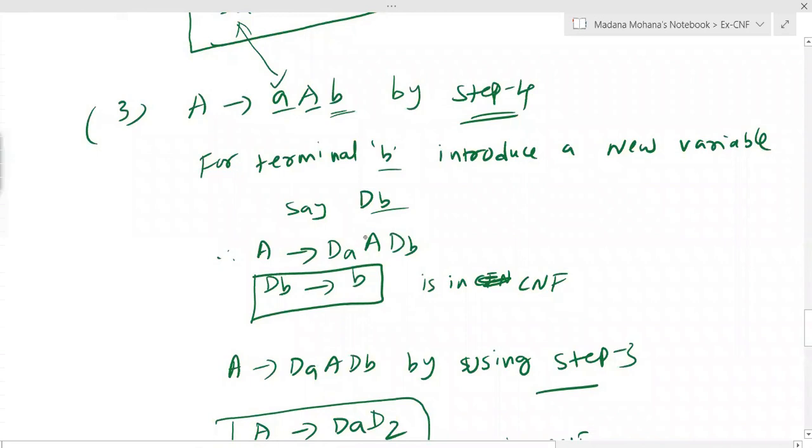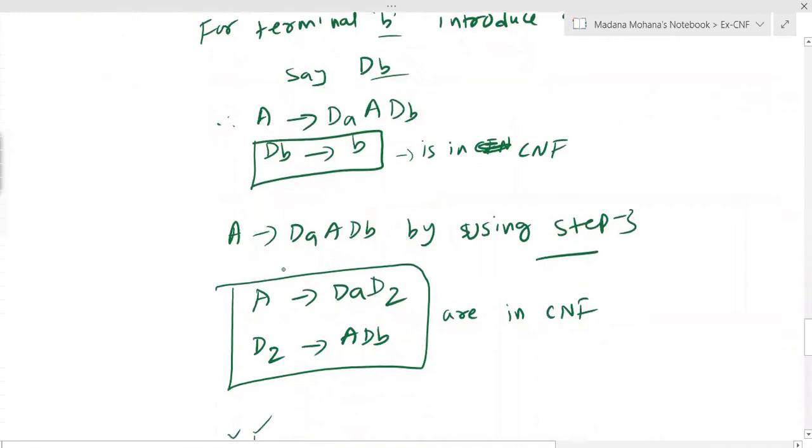Now you can see this is not in the required form, because 3 variables are there. Again you can apply step 3. But what is the DB production that you can write here? DB derives B, which is in CNF. But A is not in CNF. Now take the new A productions: A derives DA, A, DB.